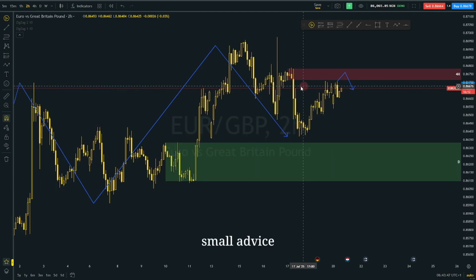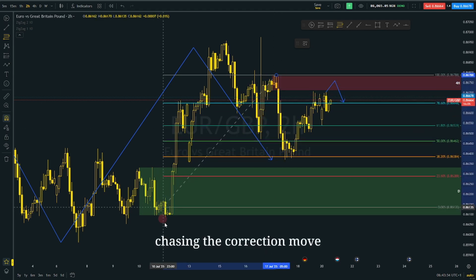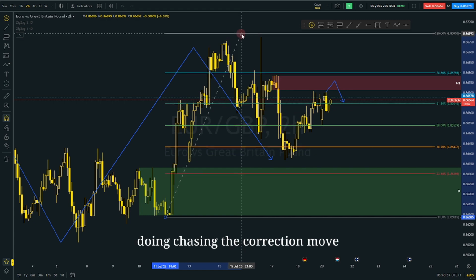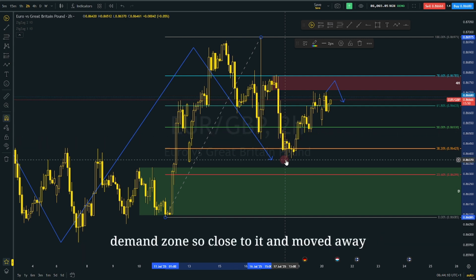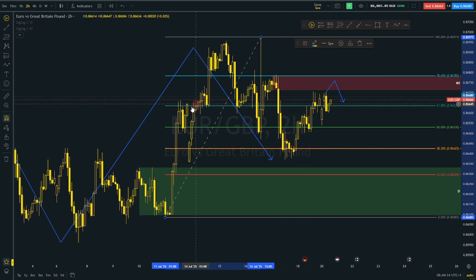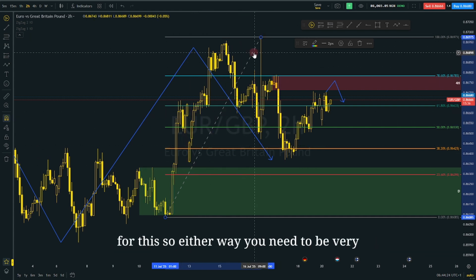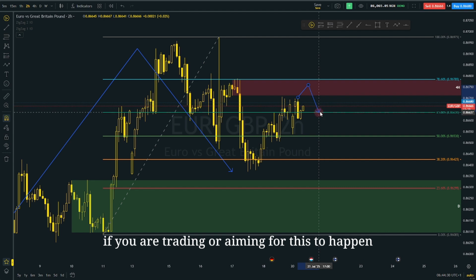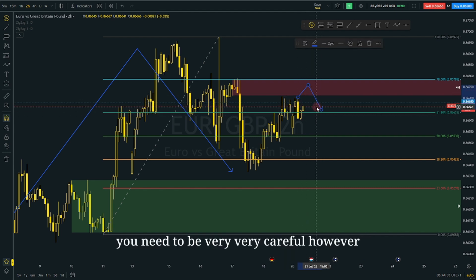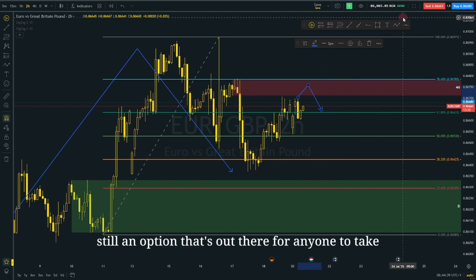Also, small advice. It's quite risky to short, chasing the correction move. Why do I say it's very risky? You notice price has already made its way towards the demand zone, so close to it, and moved away. Also, notice this gap here. That gap could mean price has actually mitigated this zone before moving up. So either way, you need to be very, very careful if you are aiming for this to happen. However, it's still an option that's out there for anyone to take.